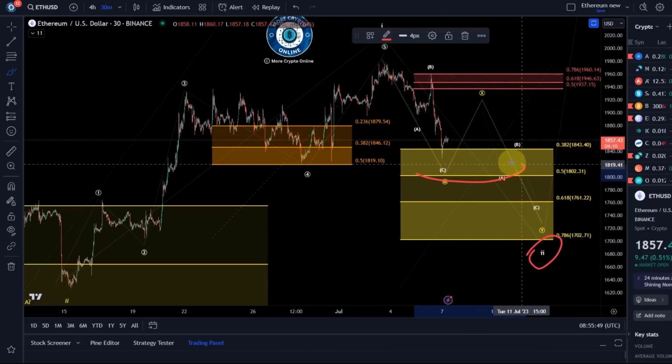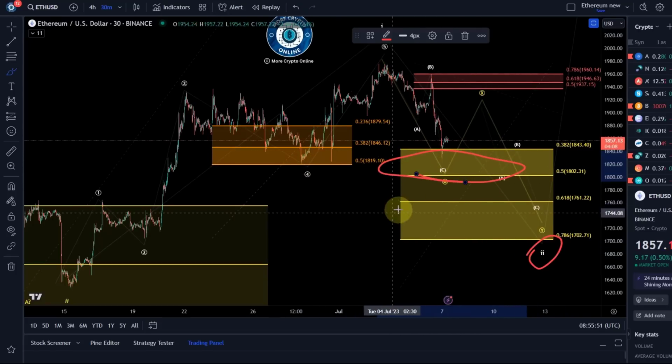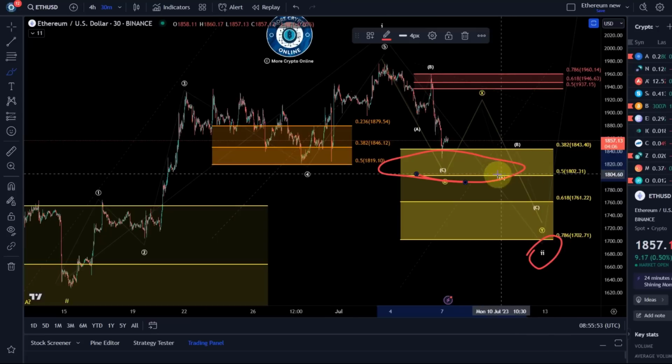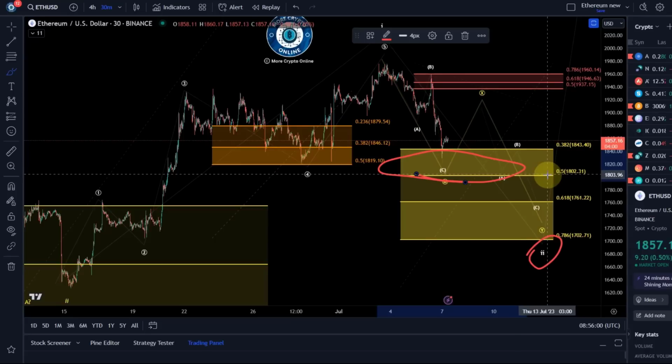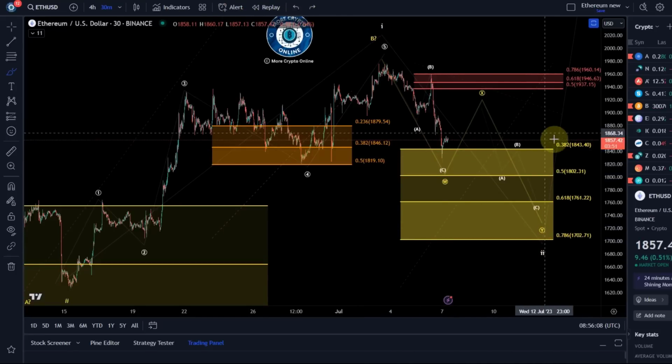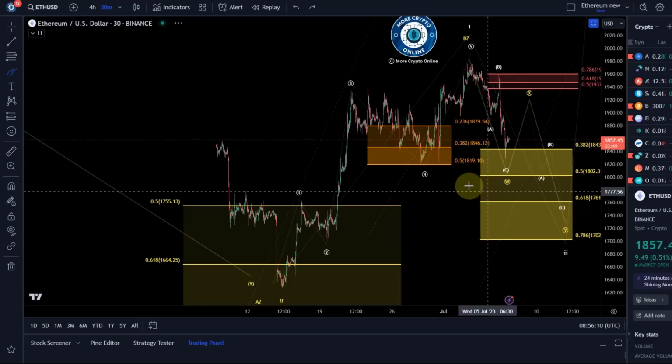So somewhere here, obviously, that wave 2 could be finished. What I'm primarily looking for, though, is a clearer wave 2. So at least touching 1802. I'd like to see that, maybe 1761, 1702. Ethereum likes to do the golden ratio, in this case 1761.